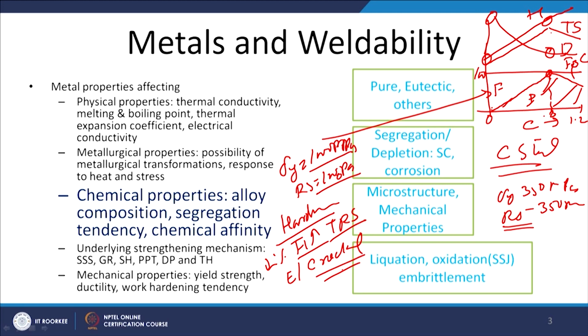Like I have explained, if greater chemical heterogeneity exists, then it will lead to liquation cracking and solidification cracking tendency. And similarly, in case of steels, the carbon content and the alloying elements directly affect the carbon equivalent, which in turn affects the hardenability of the steel, and increased hardenability of steel will increase the embrittlement, or the low ductility and low toughness tendency, of the weld joint.